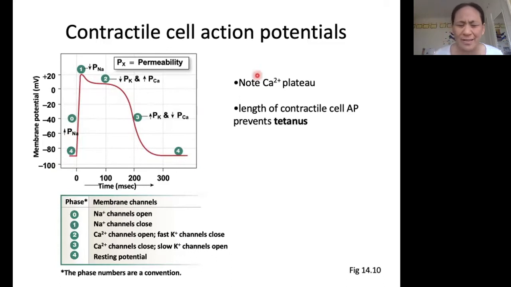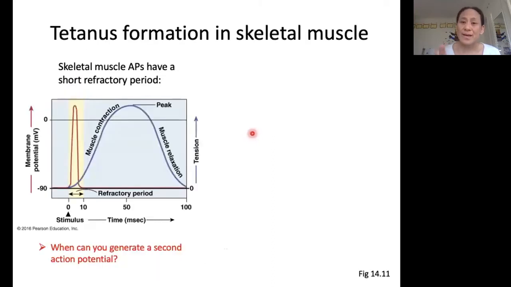We call that a plateau. It's due to calcium. I don't think you really need to know that. But the very important implication of having this plateau phase in the action potential is that it prevents this phenomenon that we call tetanus. So let's take a look at tetanus.